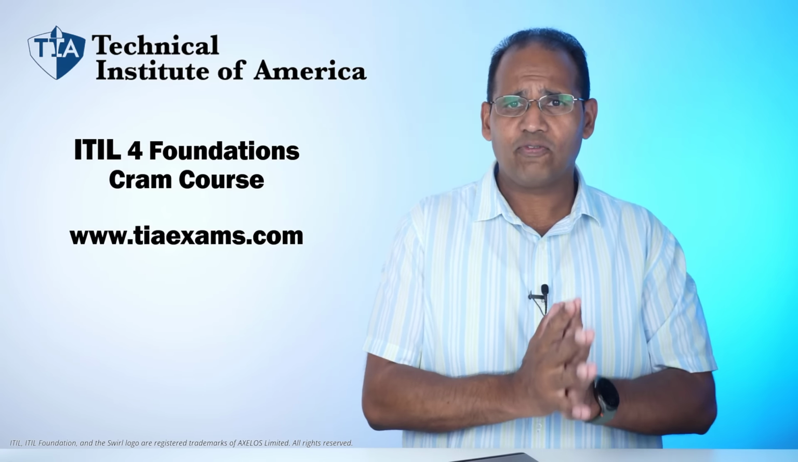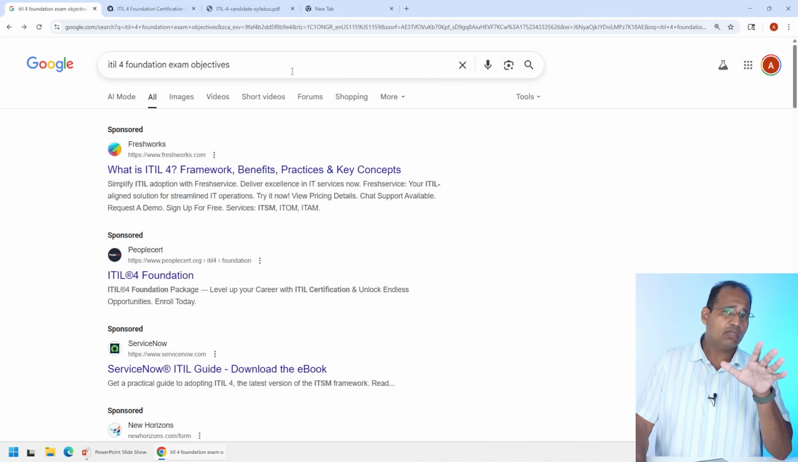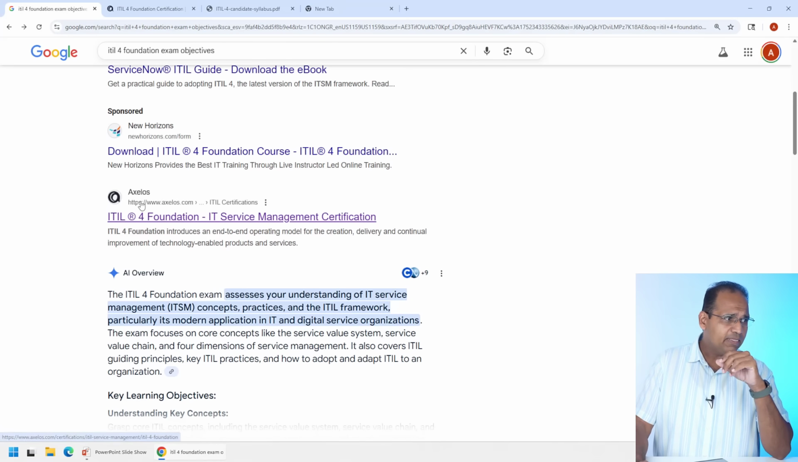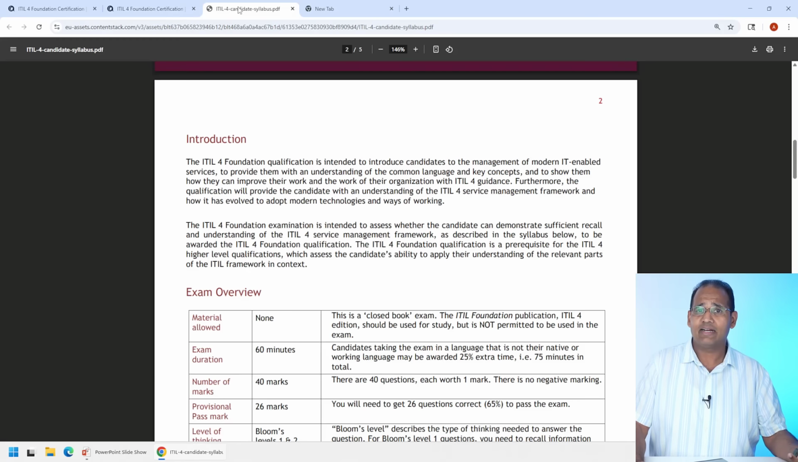Now, before I go into this actual course, I want to show you a couple things, and that's going to be the exam objectives. That's the first thing you should do, and you should download this before we even get started. So how are we going to get the exam objectives? Let's go to Google and type in ITIL 4 Foundation Exam Objectives. I'm going to get past all the sponsored links here, and there is a site called Axelos, you can see it right here. I'm going to click on that and scroll down, and there is this thing that says ITIL 4 Foundation Exam Syllabus. Go ahead and click on that, download it and store it.